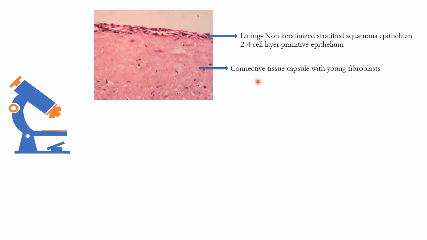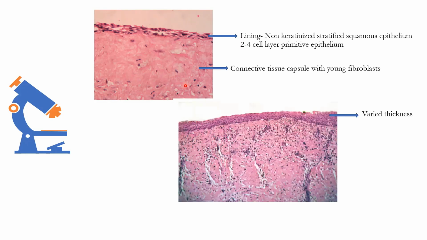The connective tissue is formed of loose connective tissue. It's not very dense and composed of young fibroblasts. So basically it indicates that the fibroblasts are active. Sometimes it need not show the typical picture of 2 to 4 cell layer primitive epithelium. It can show varied thickness, as you can see here.